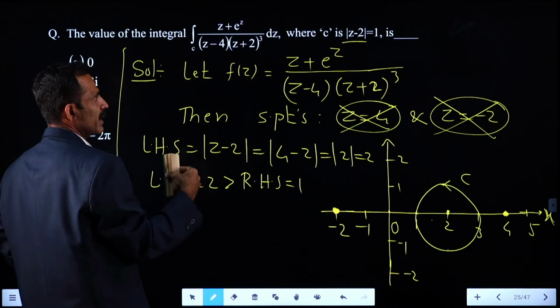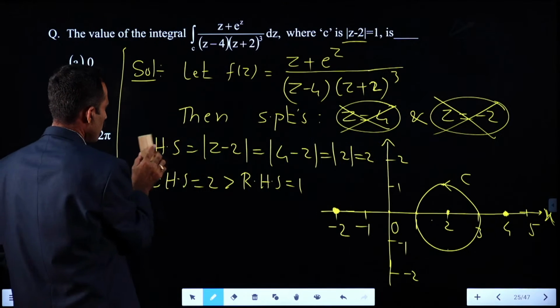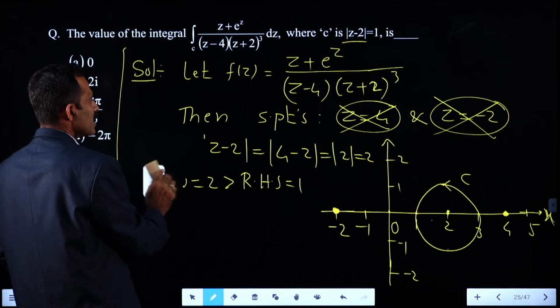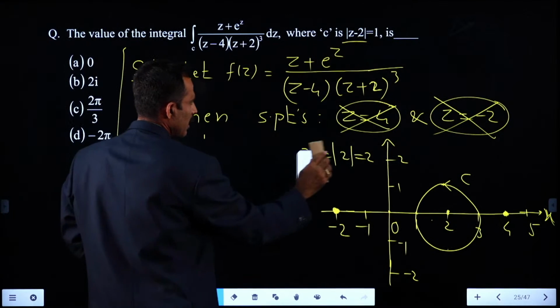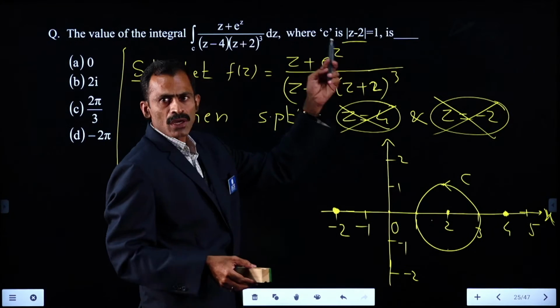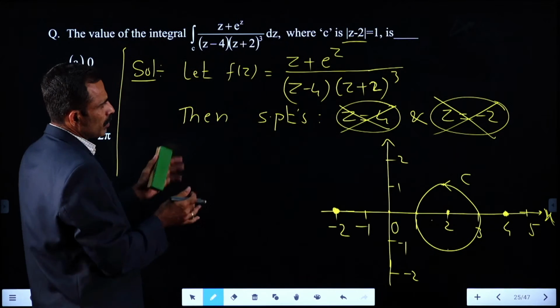Like this, we can say directly whether the point lies inside the region, outside the region, or on the region without drawing the diagram. Whenever a circular region is given, don't draw the diagram. Without drawing the diagram, directly we can say whether it is inside the region, on the region or outside the region. So now let us come to this problem.